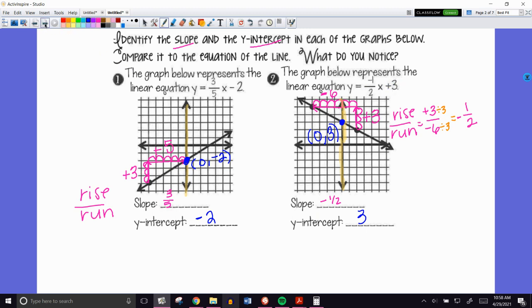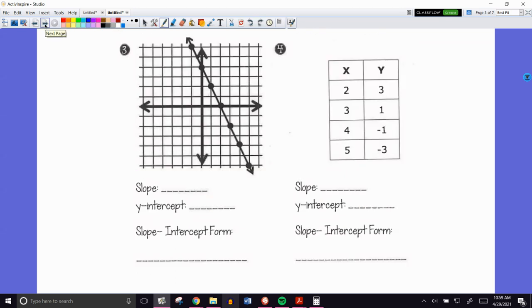Okay, let's go ahead and keep comparing. Now on this one, on 3 and 4, we're going to see if we can write our equations, okay? This one doesn't give us the equation, so we're going to see if we can write them. Now on this graph, I have a lot of different points. I'm going to go ahead and pick these 2 right here to draw my right triangle. And that would give me 1, 2, and I went up, so +2, and then over to the left 1, so that's going to be a negative 1.